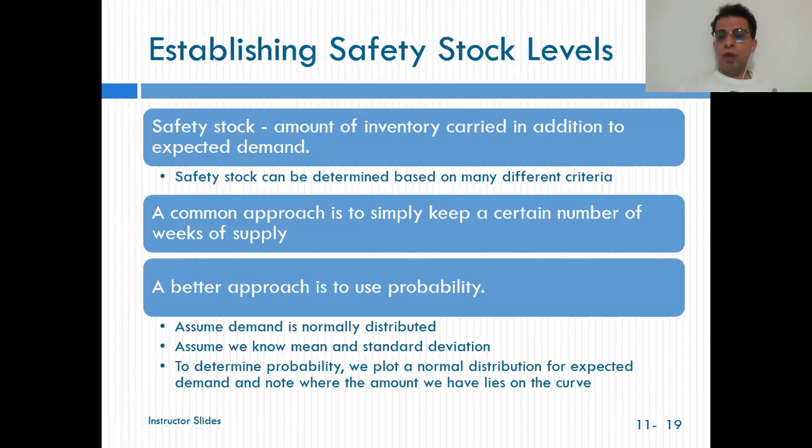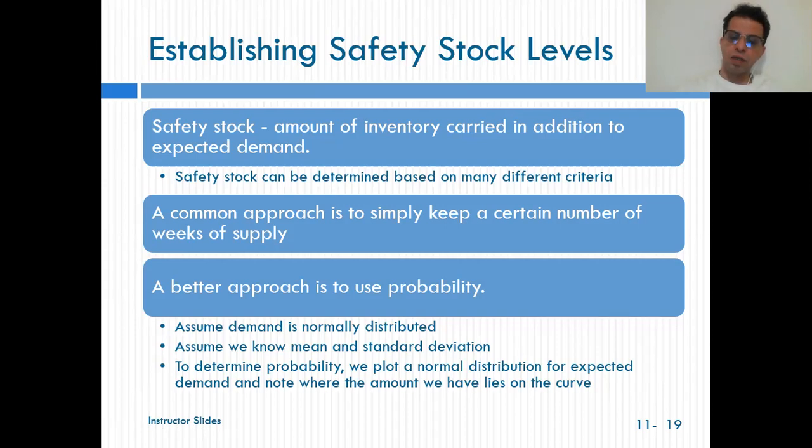But what do we want to do? We also want to establish a safety stock level. Safety stock is the amount of inventory carried in addition to the expected demand. Safety stock can be determined based on many different criteria. A common approach is to simply keep a certain number of weeks of supplies, 2 weeks, 6 months, something like that. A better approach is to use probabilities. At this time of the year, there are chances of more consumption, and at that time of the year or days, less consumption.